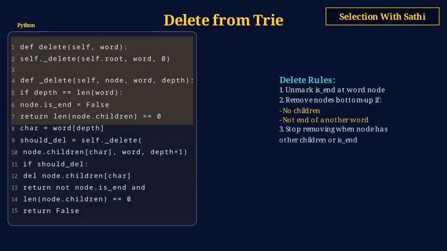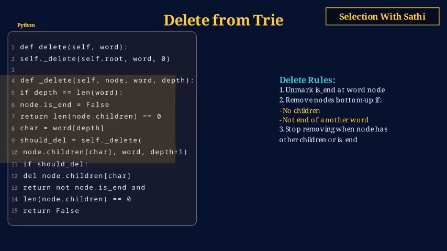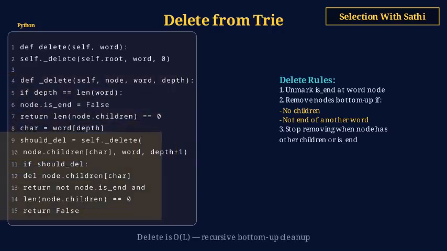Look at the recursive delete function. Lines 3 to 7, when depth equals the word length, we have reached the end node. Line 6, unmark is end. Line 7, return true if this node has no children, meaning it can be deleted. Lines 8 through 11, recursively descend to the end of the word.